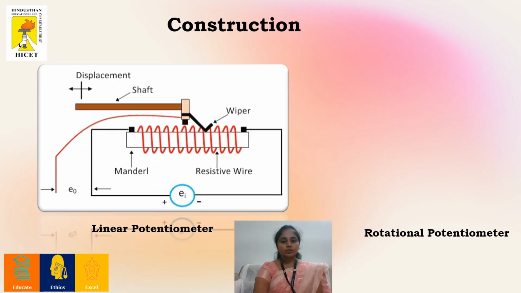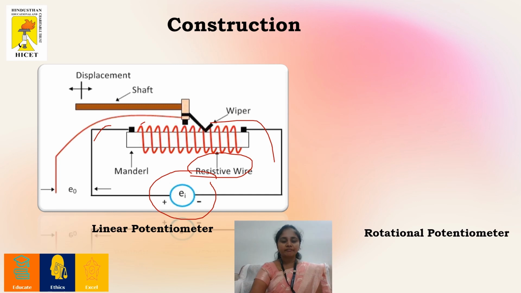Let us look into the construction of the linear potentiometer. This linear potentiometer will have a mandrel. Around the mandrel, the resistive wires are wound. Across the ends of the mandrel, we connect a voltage source, and that is considered to be the input voltage source. Across this mandrel, we have a wiper.